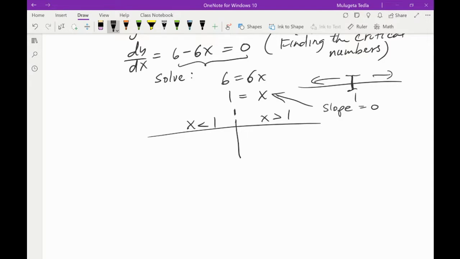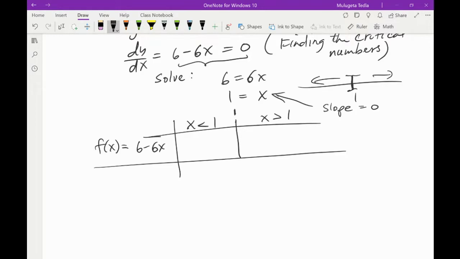Okay, so what is the slope? The f prime of x, as you know, is 6 minus 6x. So let's investigate the sign of the slope. What happens to the sign if I take a number less than 1?